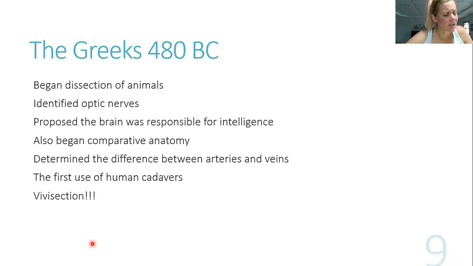They also considered the blood the innate heat. So they thought that blood was equal to heat, which is actually kind of true. Like our blood does carry heat, and it is a very effective medium for us to carry heat. So that's kind of interesting.